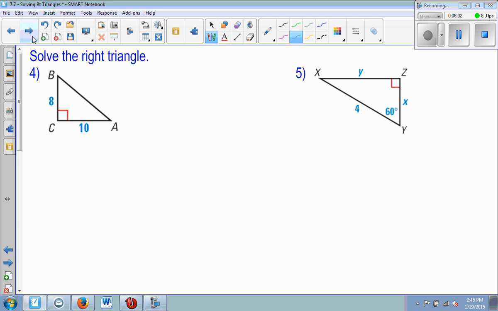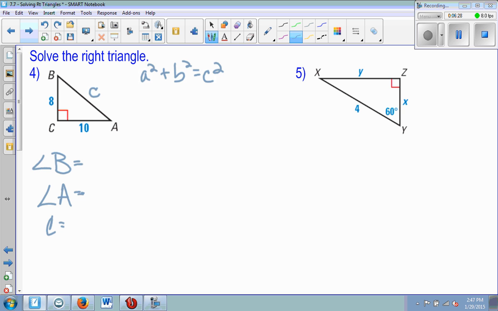Let's list the things. We don't know angle B. We don't know angle A. And we also don't know the third side of the triangle, which I'm going to call little c. Now think about it logically. If I know two of the sides of a right triangle, what's the easiest way to find the third side? That would be Pythagorean theorem. A squared plus b squared equals c squared.